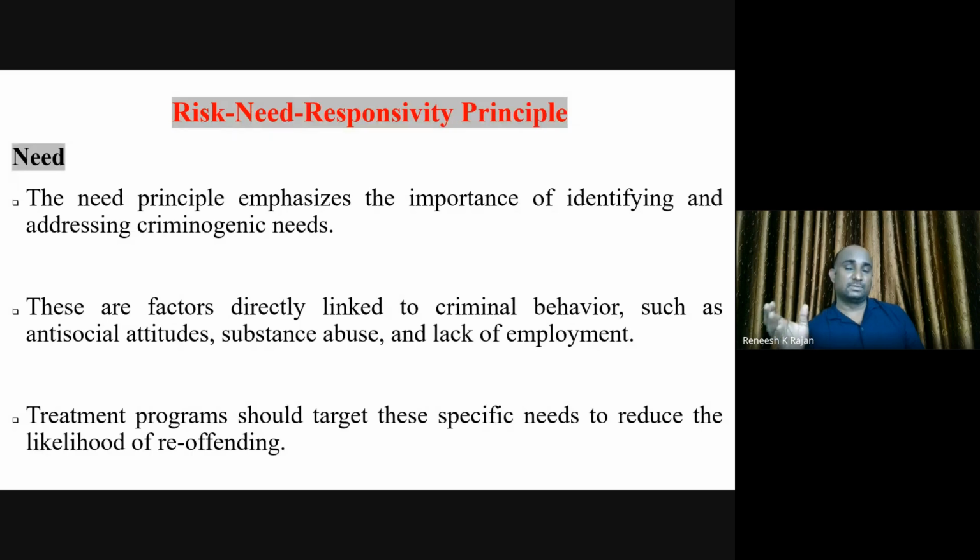For example, if a person has substance abuse, we have to focus on that particular need, because of that reason they are committing offenses. So that is his criminogenic need, or crime causing factor. We have to identify it first, then give intervention programs related to that specific need. Then rehabilitation will be effective.